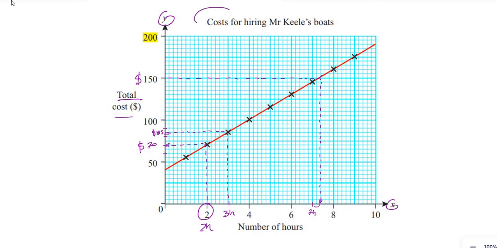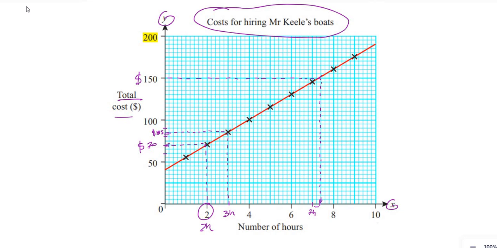Okay, so the cost for hiring boats, they can either give you the equation and then you can plot the graph, and after looking at the graph, you can make a decision. For example, how much will it cost me to hire the boat for 3 hours? You look in the graph, 85 pesos. If I have a budget of $150, for how much time can I hire the boat? For 7 hours and 30 minutes, for example, between 7 and 8 hours. That is how you read a graph of a straight line in this case.